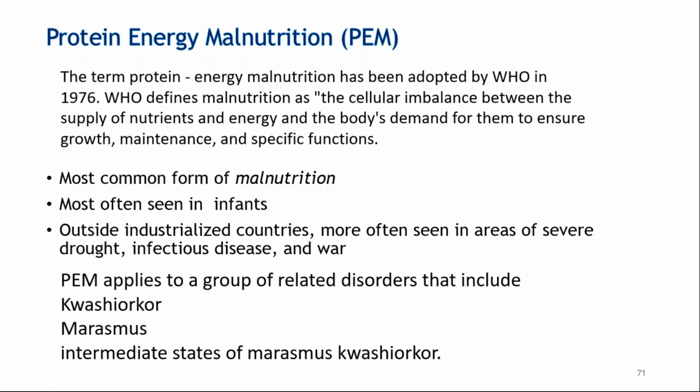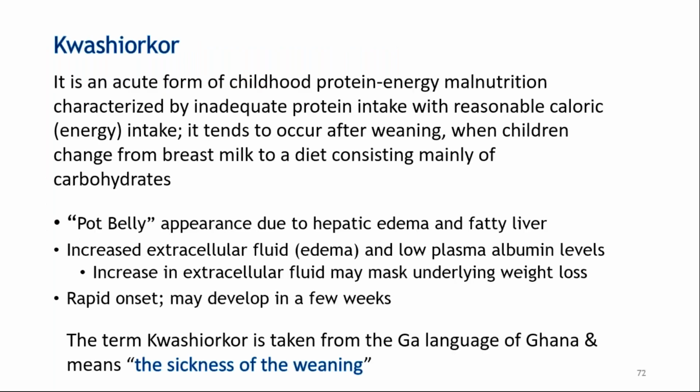So the protein energy malnutrition disorders are namely two. One is kwashiorkor, the other is marasmus, and there is an intermediate state of marasmus and kwashiorkor. So what is kwashiorkor? This is an acute form of children's protein energy malnutrition, which is characterized by inadequate protein intake with reasonable calorie intake. It generally tends to occur after weaning, when children are weaned off the mother's milk and are put onto a diet containing mainly carbohydrates with very little protein in it.